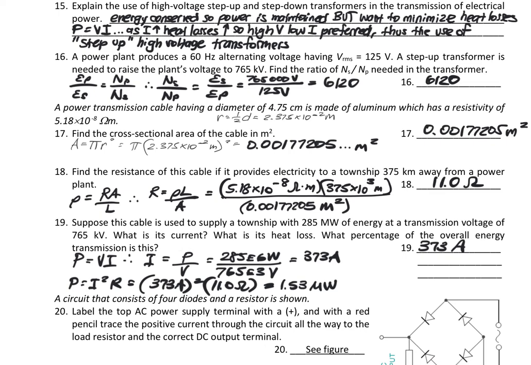Of the 285 megawatts that's being attempted at delivery, it's losing 1.53 megawatts. So what percentage of that? So even though it's losing about 1.5 million watts of power to heat losses along the length of the wire, that's less than 1% of the total energy, so that's not too shabby.